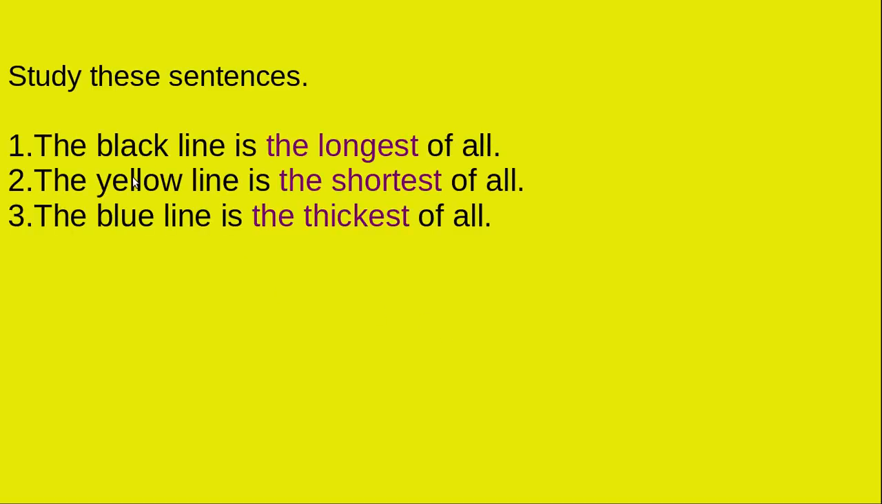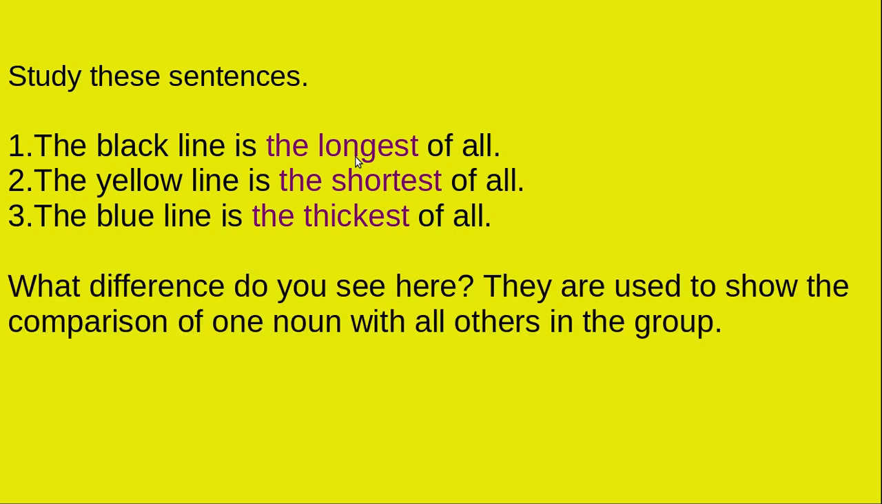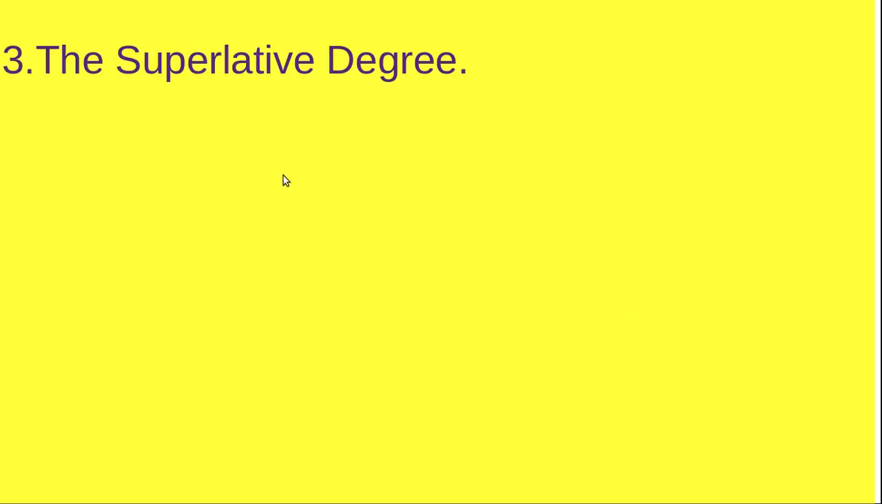Okay, now the third type. Study these sentences. The black line is the longest of all. The yellow line is the shortest of all. The blue line is the thickest of all. See, we consider all the lines and we mention the extreme of that quality. They are used to show the comparison of one noun with all others in that group. That is the third type, the superlative degree.